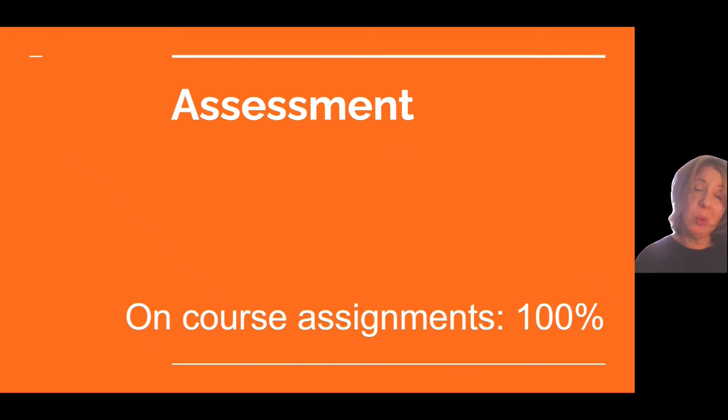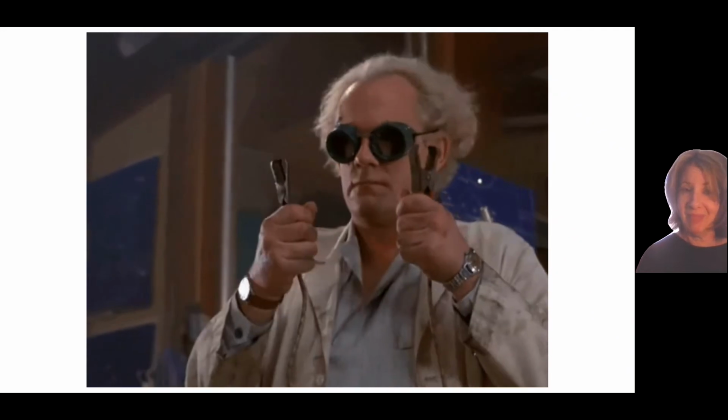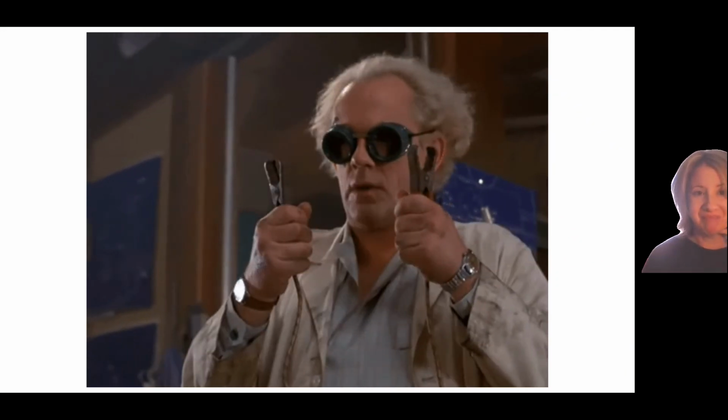On-course assessments are worth 100%. And we're going to talk about those in tutorials and break them down a little bit more. So if you can, take the time to look through Canvas at the assignment or assessment information and see if you have any questions to bring along to class next week. Are you ready? Let's get into some principles.